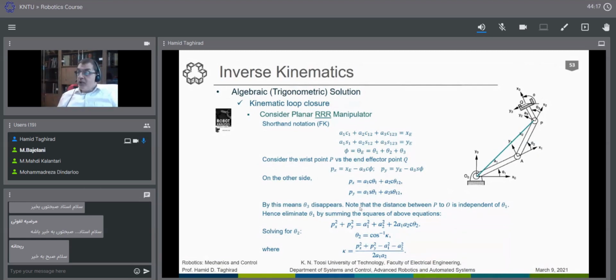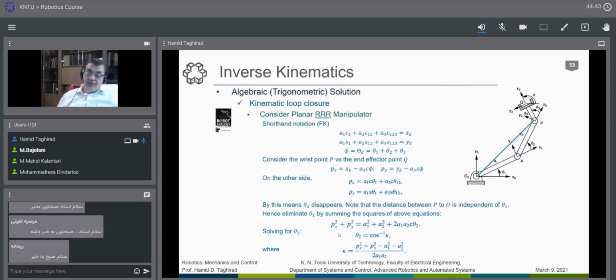You have now one equation with one unknown. Of course, it is still not simple. It is nonlinear. It is trigonometric. But we can find the cosine of theta 2. Every other thing is known. Px and Py are found from here. So we can just give the known variables to one side and the unknown variable to the other side, and then find the solution.